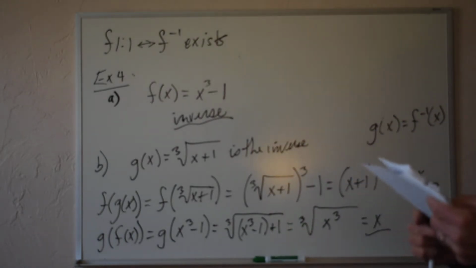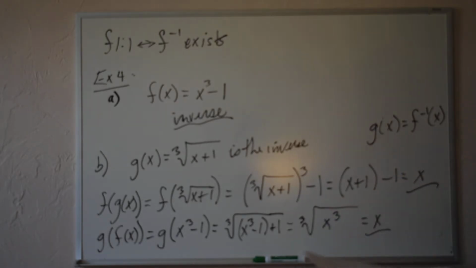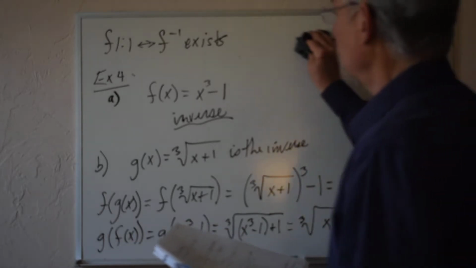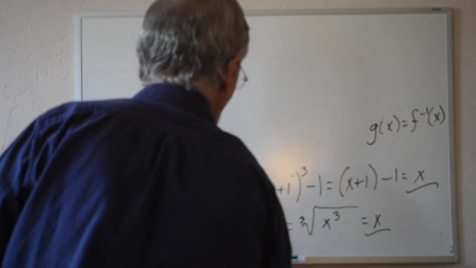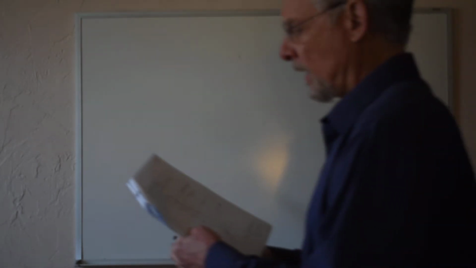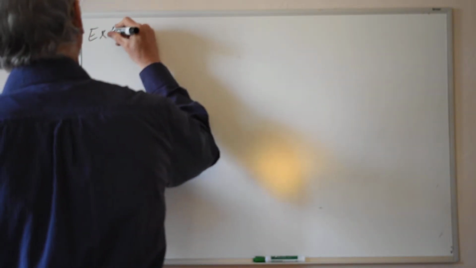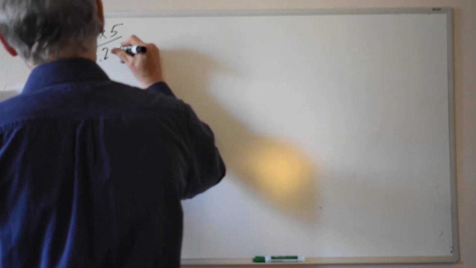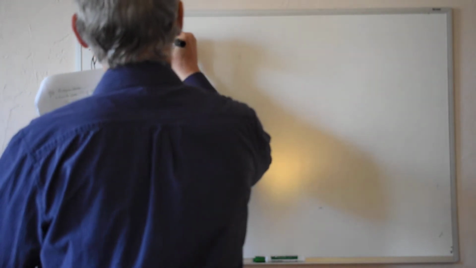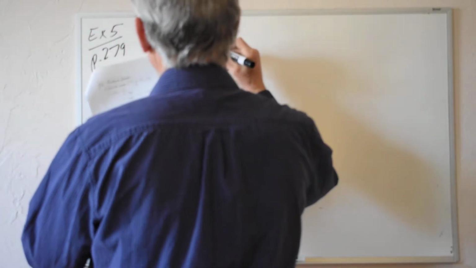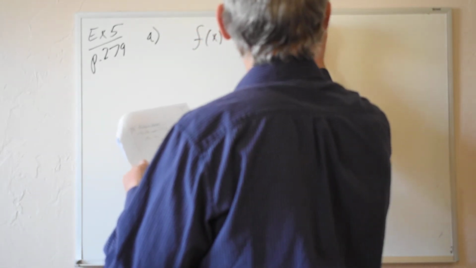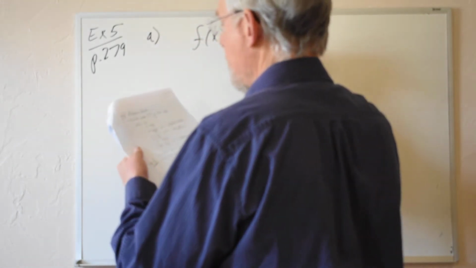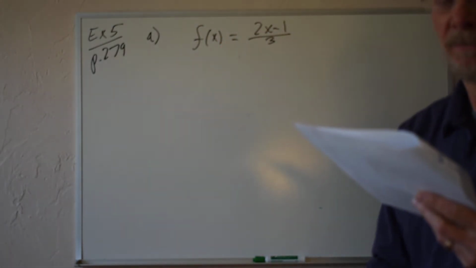Let's do example 5. This is a little harder. We're going to find an inverse. Sometimes that's not so easy to do. Example 5 on page 279, part A. We're given a function f of x equals 2x minus 1 over 3, and we want to find its inverse.